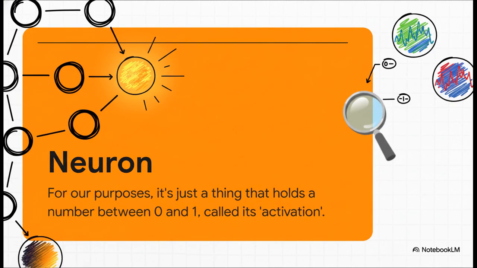Now, each of these layers is made up of things we call neurons. And you hear that word and you think, brain cells. But for what we're doing, it's way simpler. A neuron is just a thing that holds a number, specifically a number between 0 and 1. And we call that number its activation. You can just think of it as how lit up or active that neuron is.